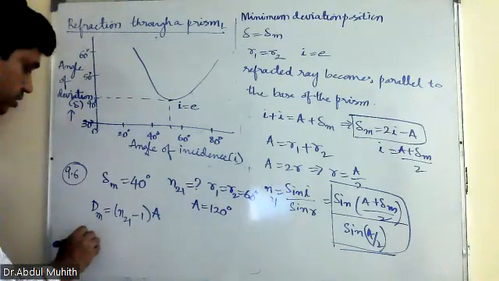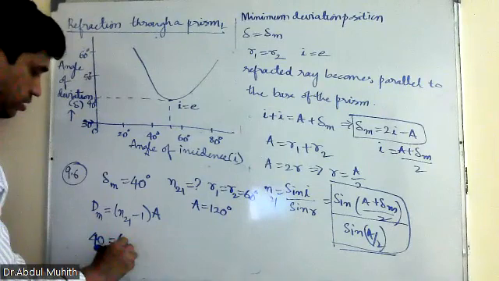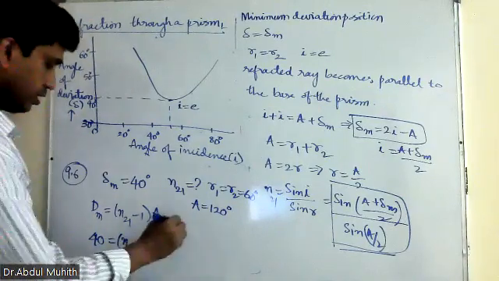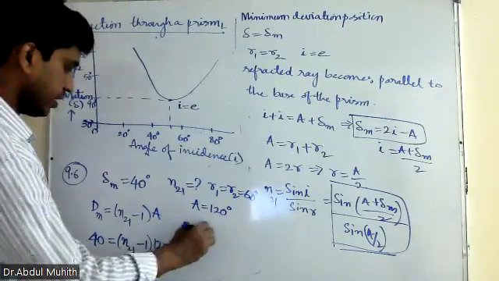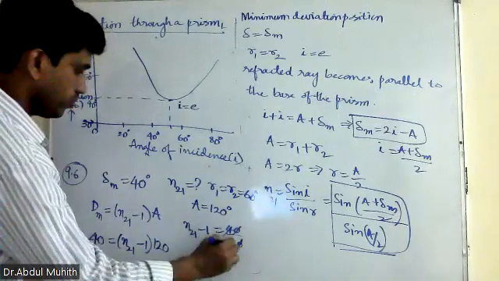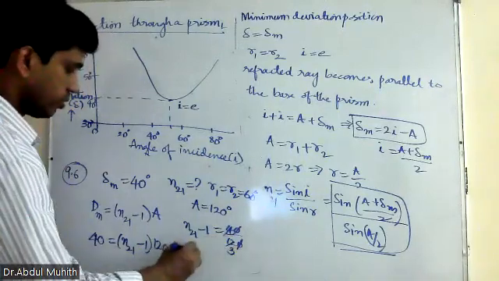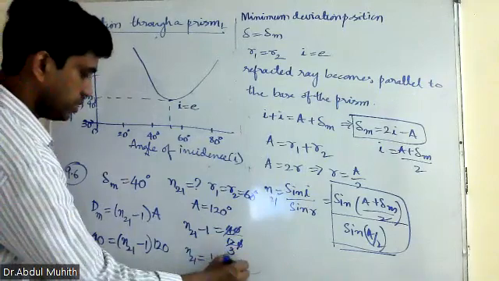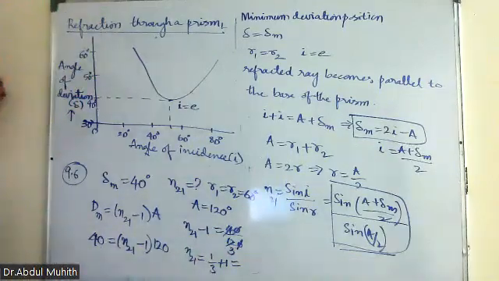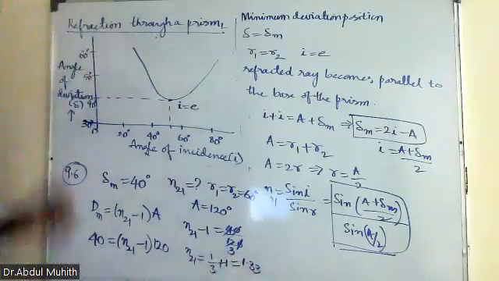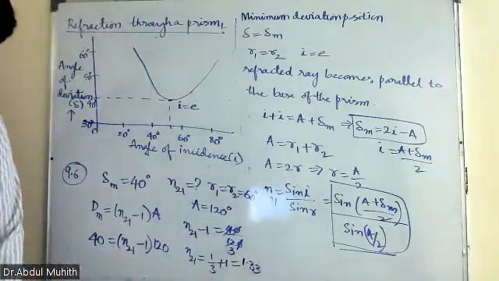40 degrees is equal to (n21 minus 1) into 120 degrees. Can you solve it now? So n21 minus 1 equals 40 by 120, which is 1 by 3. So n21 is equal to 1 by 3 plus 1. What will be the answer? 1 plus 1 by 3 will become 1.33, right? So it's coming for water, right?